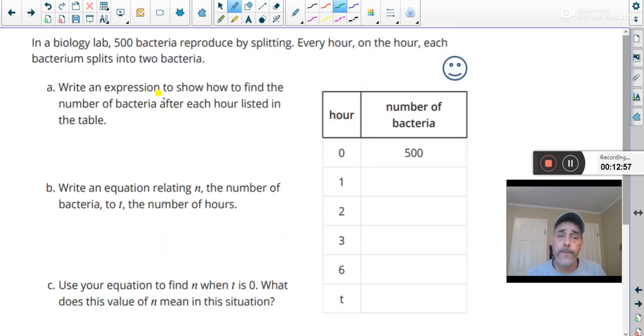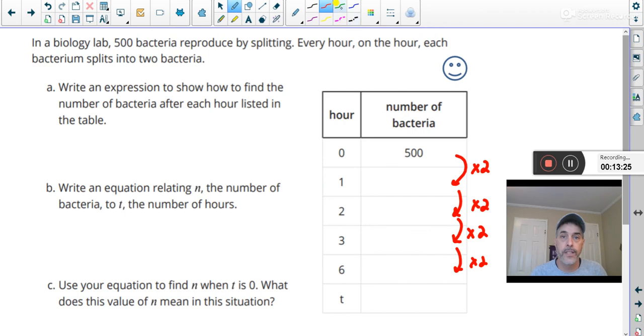In a biology lab, 500 bacteria reproduce by splitting every hour on the hour. Each bacterium splits into 2 bacteria. So this is another times 2 problem. I don't know why the district wanted us to do 2 of these problems that acted almost identical, but they do, so we'll do them. What I'm doing right now is writing in that every hour we are getting this doubling of bacteria.